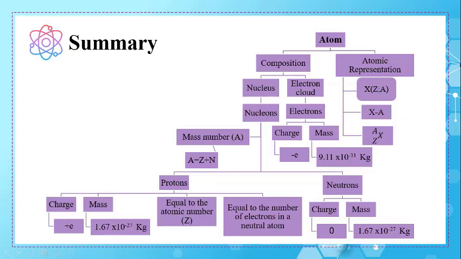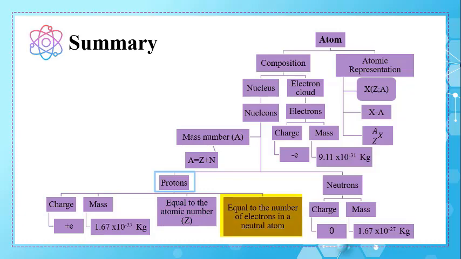Finally, it's time to summarize. Let's recall what we have discussed so far. An atom is made up of two regions, the nucleus and the electron cloud. Inside the nucleus we have the nucleons. The number of nucleons is equal to the mass number A. The mass number represents the number of protons and neutrons. The number of protons is equal to the atomic number Z. Also, it's equal to the number of electrons in a neutral atom.